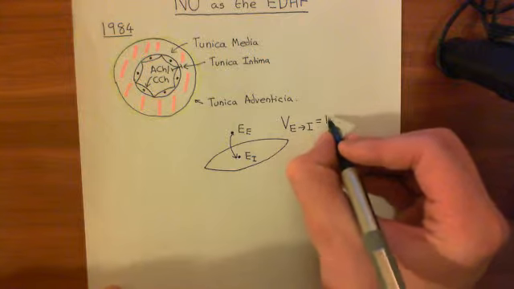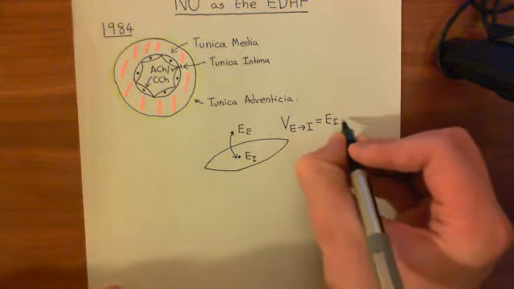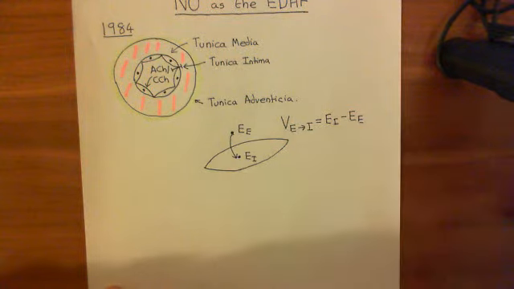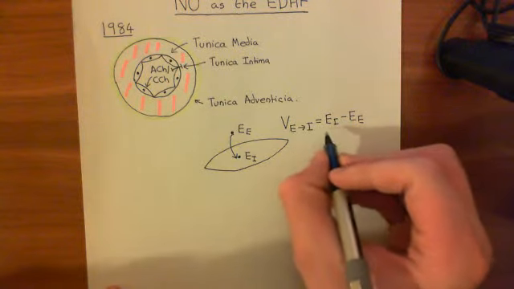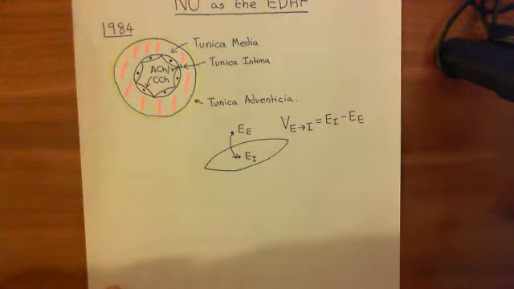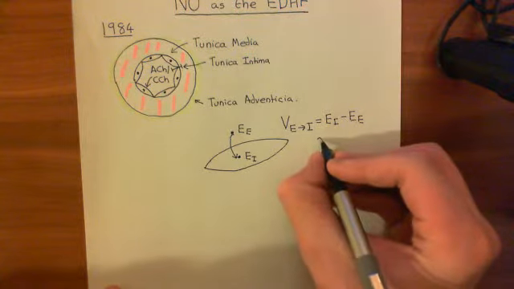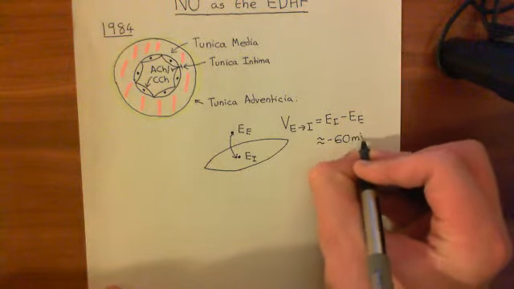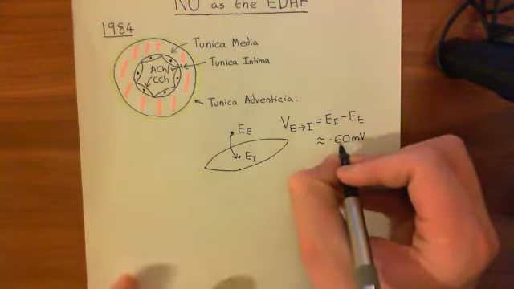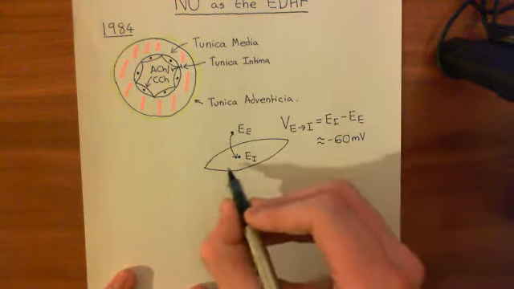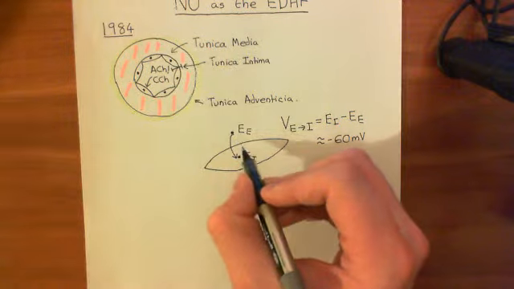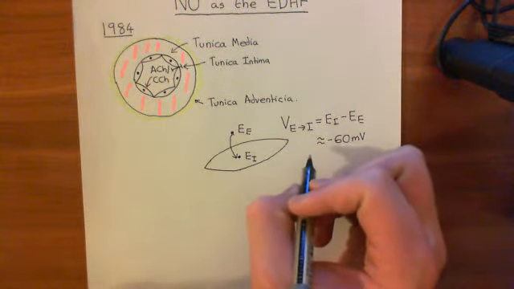Okay, so it's going to be equal to the new electrical potential, the electrical potential intracellularly, minus the electrical potential extracellularly, the old electrical potential. So that's what we mean by electrical potential difference across a cell membrane. Now, in smooth muscle cells, this is usually around negative 60 millivolts. That means the electrical potential of the intracellular compartment is lower than that of the extracellular compartment, by a whole 60 millivolts, basically.